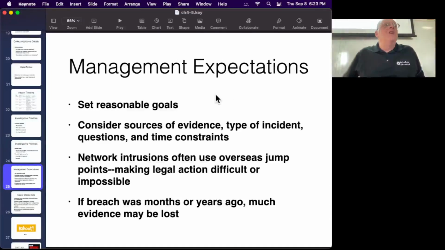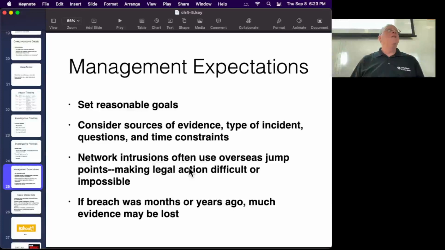Anyway, you have to work with management. Management often has unrealistic expectations, and you have to control that. So the investigators know what is reasonable, the type of evidence you have, the type of incidents you have. Network intrusions typically jump through many intermediate servers in foreign countries, so it's usually impossible to figure out who did it and impossible to punish them legally.